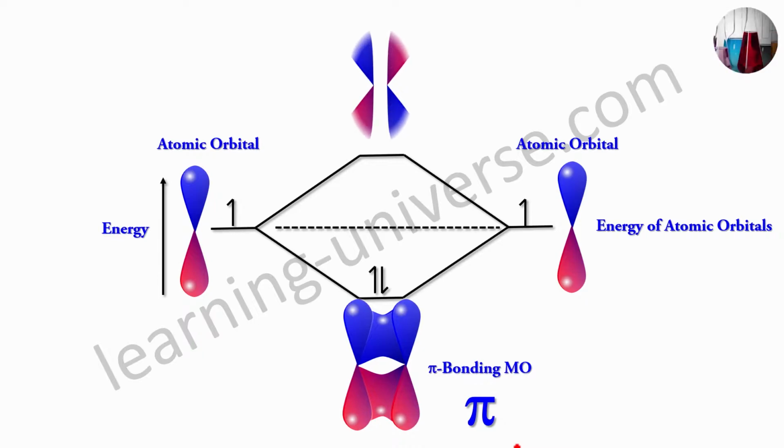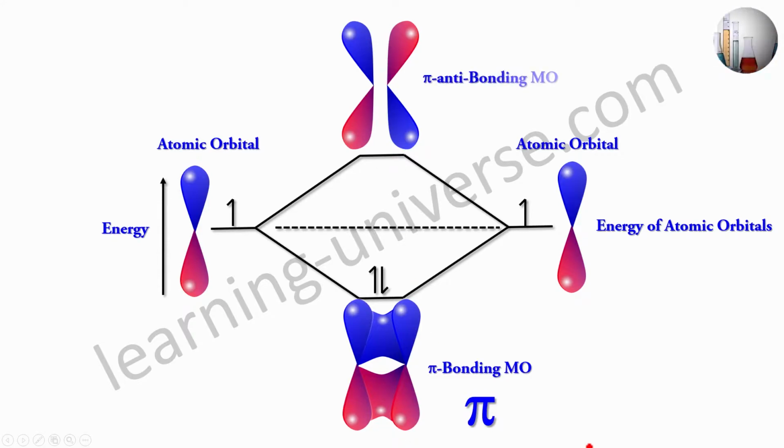And they can also meet destructively. Blue meets with red, blue meets with red and red meets with blue, it's destructive interference. It's called pi antibonding MO, pi star, and this is the nodal plane or the nodal point, you can call it.